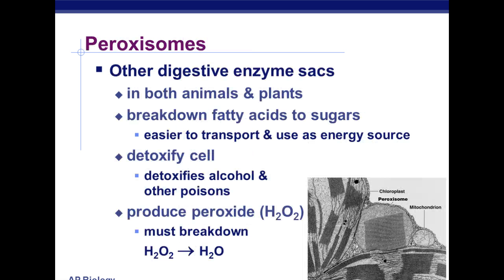Okay, now peroxisomes. Write that peroxisomes store additional digestive enzymes for the cell and are contained in both plants and animals. And that these enzymes break down 2 things. They break down fatty acids into sugars. Also write that they work to help detoxify the cell by removing alcohols and other poisons. This process produces hydrogen peroxide, which then is broken down into water and oxygen in the peroxisome.